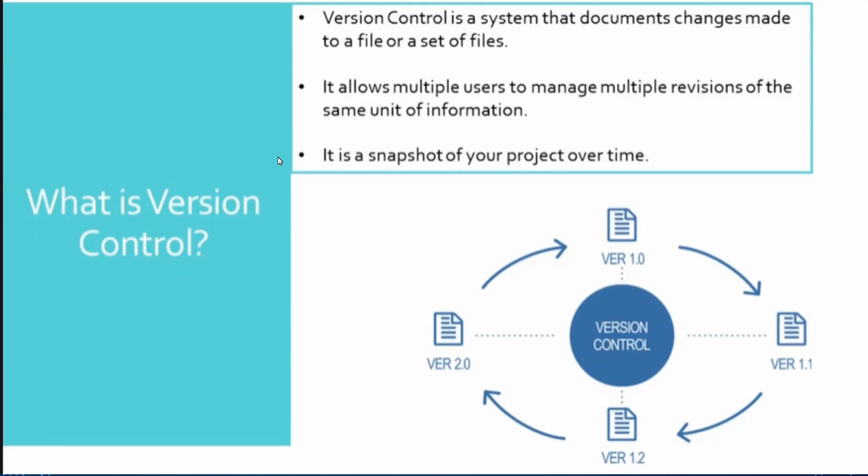Now, if you see here, it says version control is a system that documents changes made to the file or a set of files. So I know what changes are made. It allows multiple users to manage multiple versions of the same unit of information. So multiple copies can be maintained, and it is a snapshot of your project over a time.